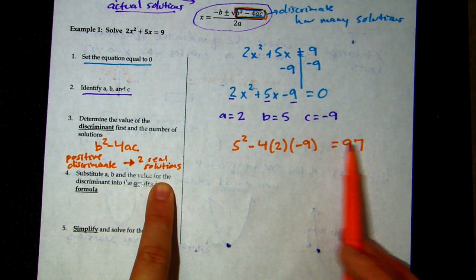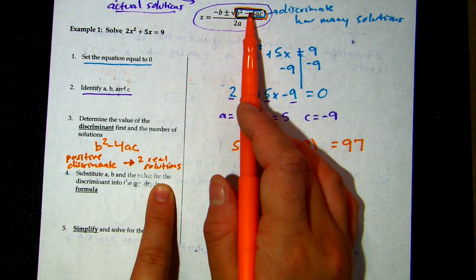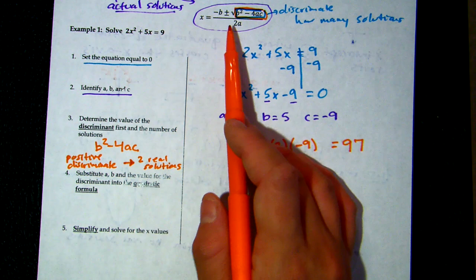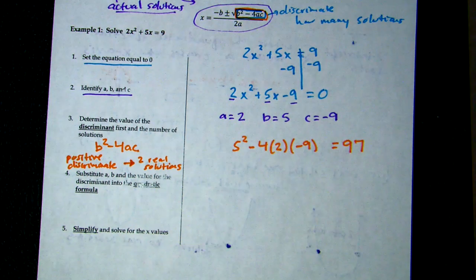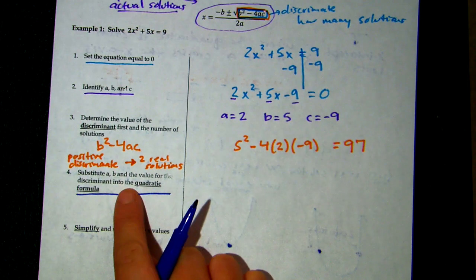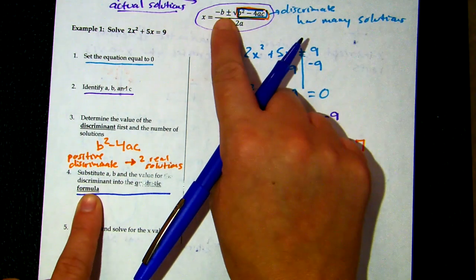Okay, so now I've found this piece of my quadratic formula. I found the discriminant. Now I've got to plug in the rest of the values. I've got to plug it back into the original formula. So here it says substitute a, b, and the value of the discriminant into the quadratic formula. So I'm going to start here.